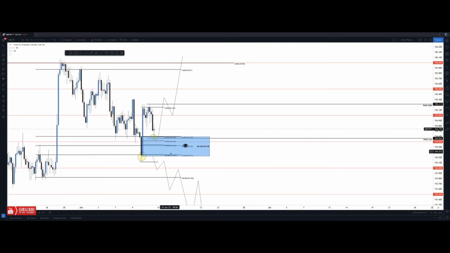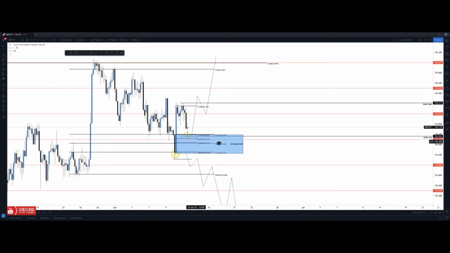But overall, I want to see price hold above these levels. I don't want to see it go below this, because if we can stay above these levels, we will keep that overall uptrend. We could possibly come down lower, but if it comes down, I want to see price keep going up to then take these highs.